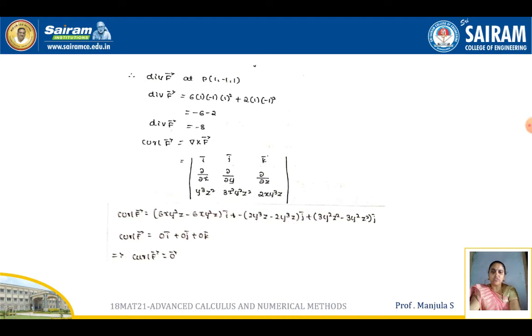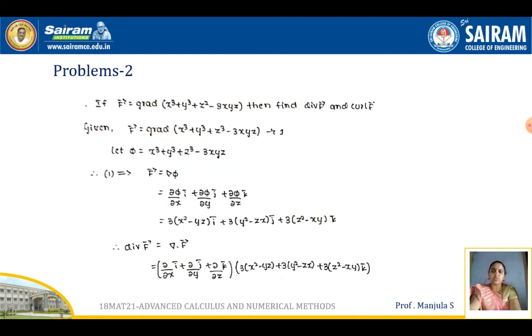On simplification, first we should do the expansion of this. So we can write this curl f as 6 x y square z minus 6 x y square z into i, plus 2 y cube z minus 2 y cube z into j, plus 3 y square z square minus 3 y square z square into k cap. On simplification we get curl f equal to 0. Now we'll see the next problem.